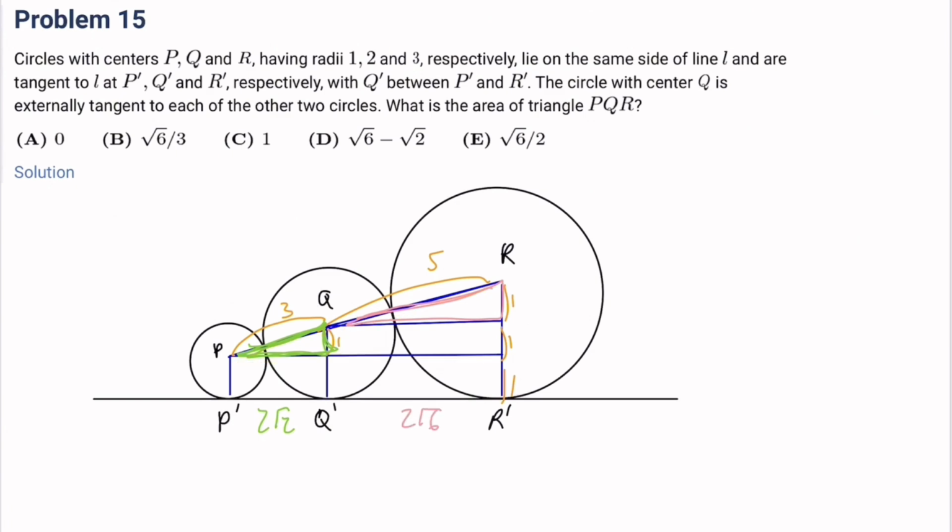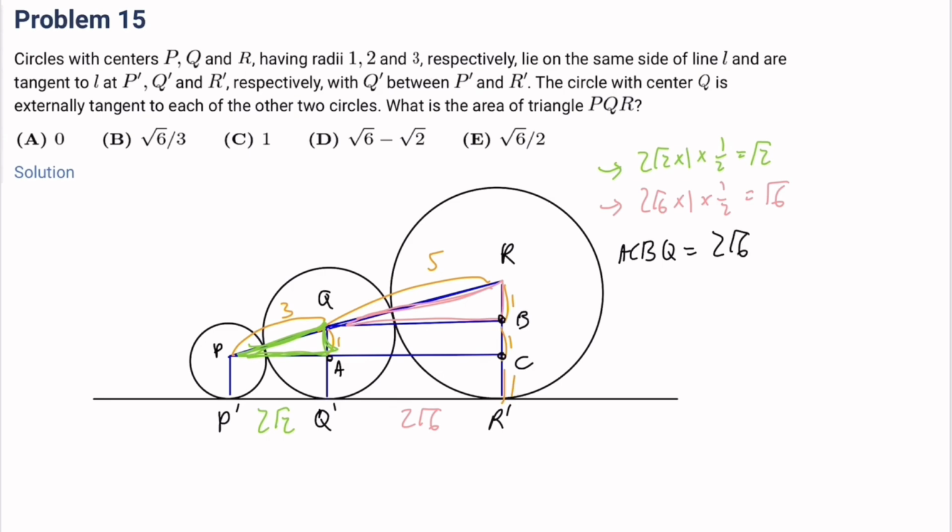Now we can calculate these areas. The green area is 2 root 2 times 1 times 1/2, which equals root 2. For the pink triangle, we have 2 root 6 times 1 times 1/2, which equals root 6. Now let's get this rectangle. Let's say this point is A, this point is B, and this point is C. Then that's ACBQ, which is equal to 2 root 6 times 1, that's just 2 root 6.